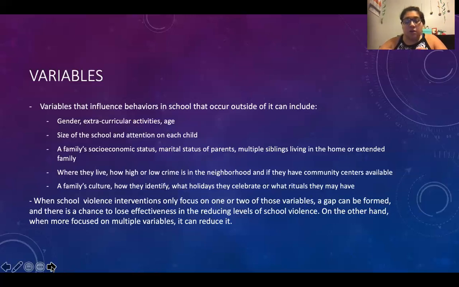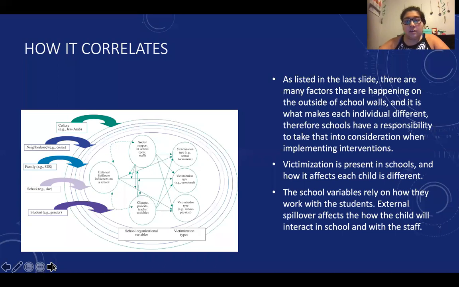When school violence interventions only focus on one or two of those variables, there can be a gap, and there's a chance to lose that effectiveness in reducing levels of school violence. On the other hand, when you focus on multiple variables, it can help reduce that. So in the book, they did list this chart, and as listed in the last slide, there are many factors that are happening on the outside, and it is also what makes everybody individually different and unique. Schools have a responsibility to take that into consideration when implementing these interventions.